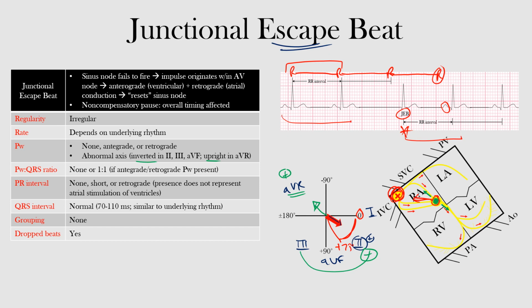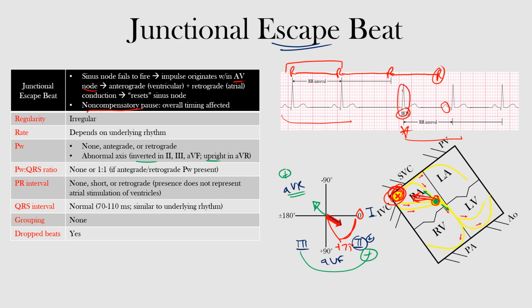Now let's briefly run through our chart before we end here. So junctional escape beats occur when the sinus node fails to fire. The impulse originates, we said, from the AV node, the AV junction. We have anterograde conduction to the ventricles, retrograde conduction to the atria, and with that retrograde conduction to the atria, we get a reset of the sinus node. And because of that resetting, we get a non-compensatory pause where the overall timing is actually affected. Now you should notice that this is an irregular rhythm. This should make sense. We don't have regular R to R intervals throughout. Instead, we have one that's occurring later. So we have an irregular rhythm.